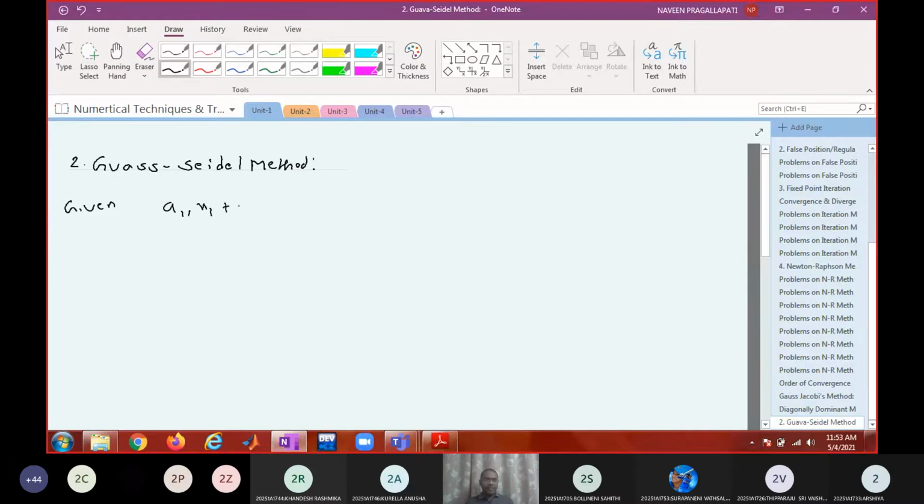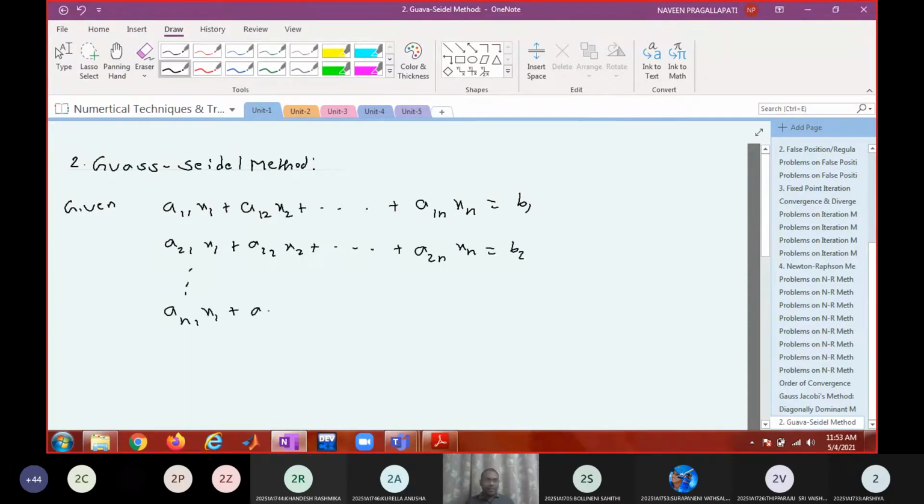a11 x1 plus a12 x2 plus and so on plus a1n xn is equal to b1. a21 x1 plus a22 x2 plus and so on plus a2n xn is equal to b2, and so on. an1 x1 plus an2 x2 plus and so on plus ann xn is equal to bn. This is the system that is given.